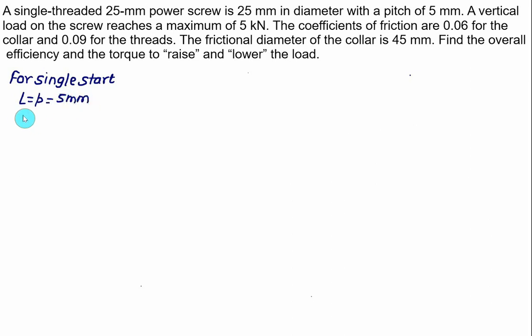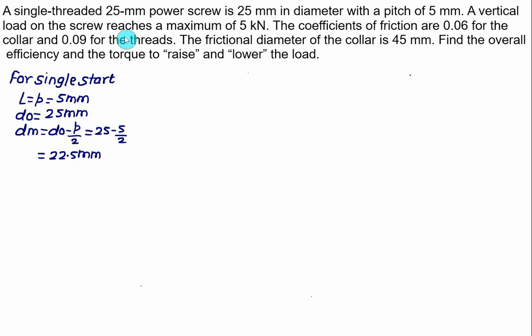Outer diameter DO is given as 25 mm. So we have mean diameter is DO minus pitch divided by 2. That is, DO equal to 25 minus 5 by 2. So in this case mean diameter will be equal to 22.5 mm.